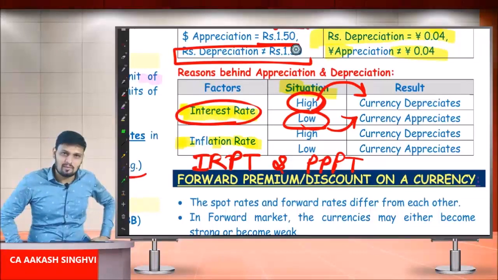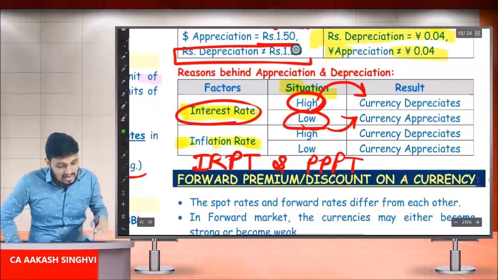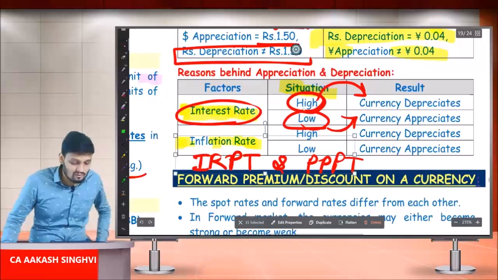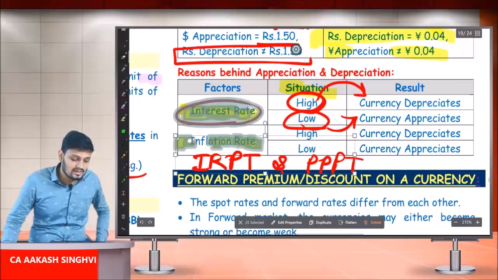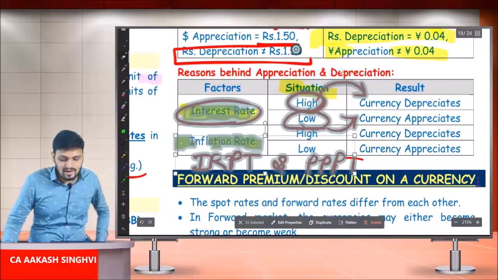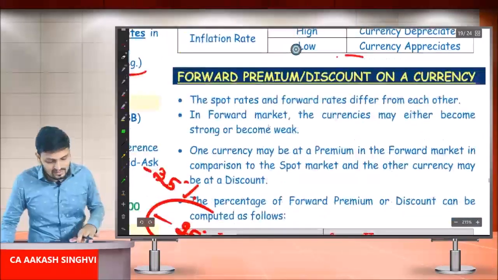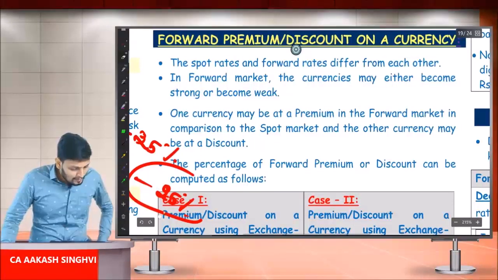Sir, how does that happen? That is why I have told you: for that I will answer when I am teaching you IRPT and PPPT. The full form of IRPT is interest rate parity theorem, and PPPT is purchasing power parity theorem, right? So I will explain in depth why this happens. Right now just imagine whatever I made you understand, just that is sufficient as of now. Okay.